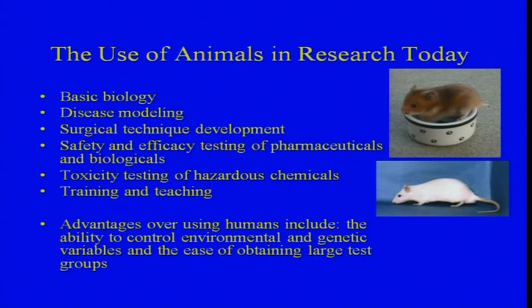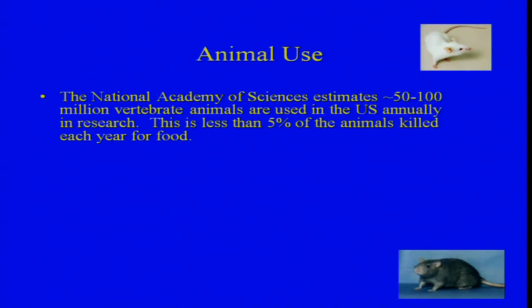The typical rodent gestation period is 21 days. They have 8 to 10 per litter, so you can see in a short amount of time you can get 50 or 100 animals, all the same age and all the same genotype, and able to do a large study very easily.